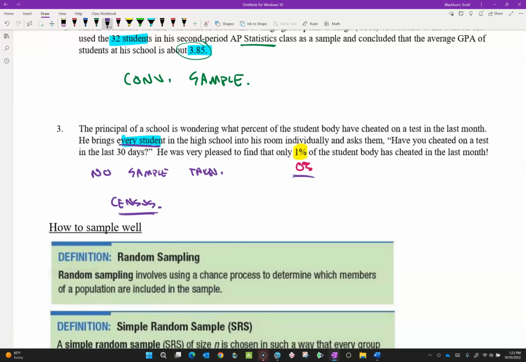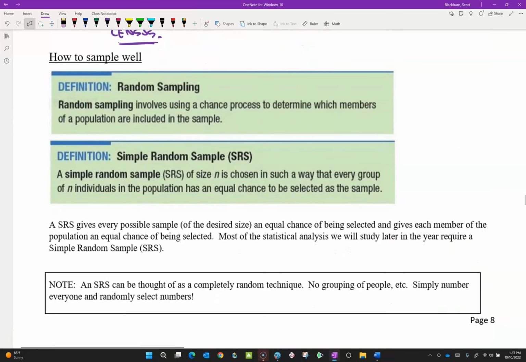When you bring kids into the room and the principal asks you, have you ever cheated on a test? If a kid had cheated on a test, they would probably be socially pressured into saying no, they hadn't, right? So these results are worthless. So how do we sample well?